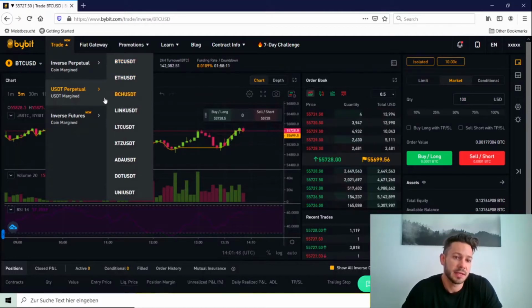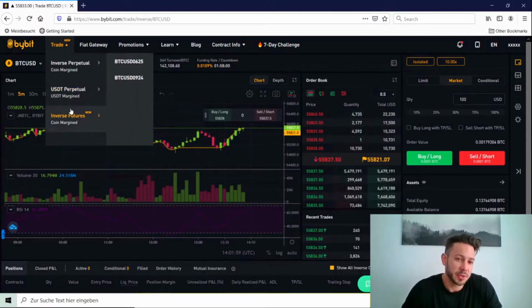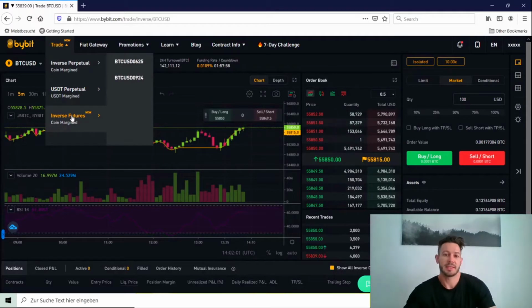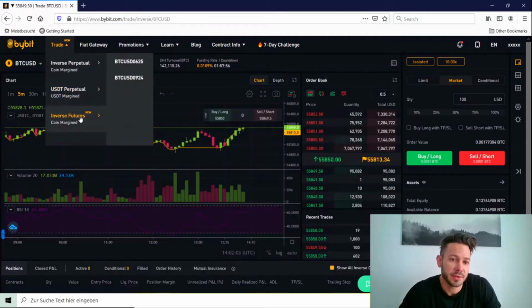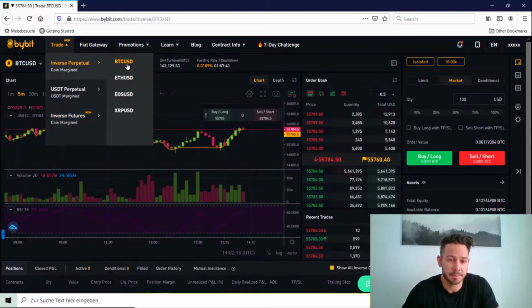So, as you can see here, if you use Tether, there are more pairs available, like also, for example, Litecoin, Cardano, Polkadot, and Uniswap, okay? And we also have inverse futures. What does this mean? You would trade, or let's say bet on, the Bitcoin price on the 25th of June or here on the 24th of September. Yeah, this is inverse futures, but usually we would trade Bitcoin, okay?